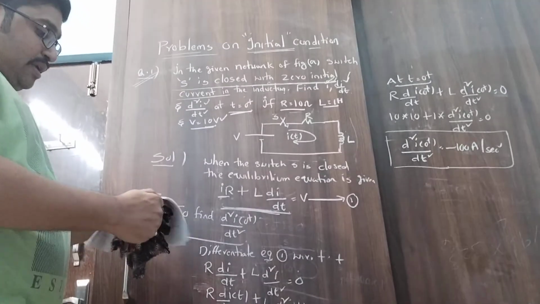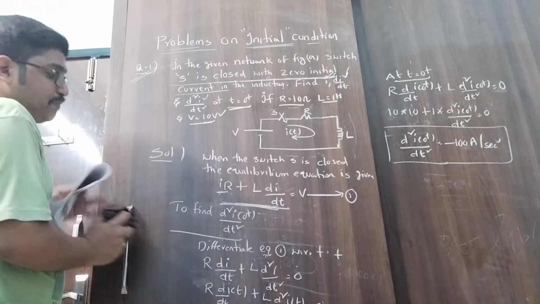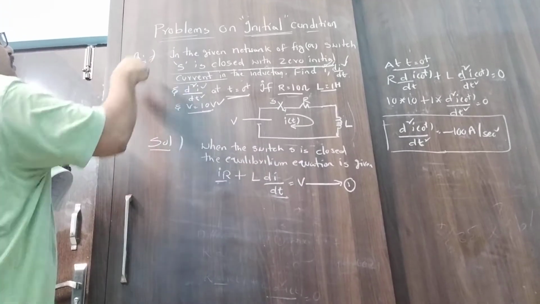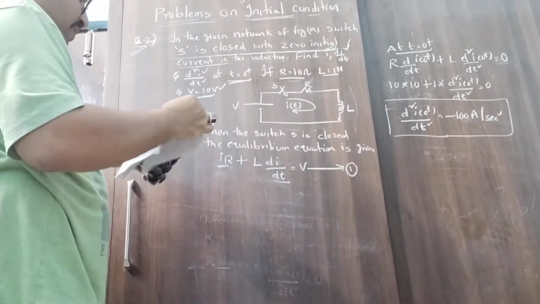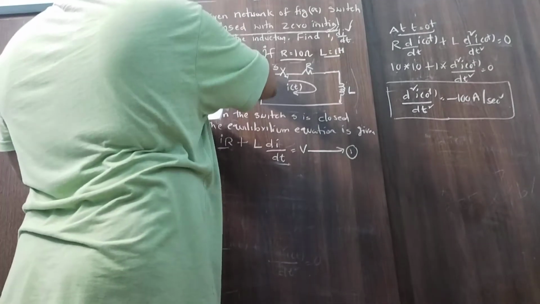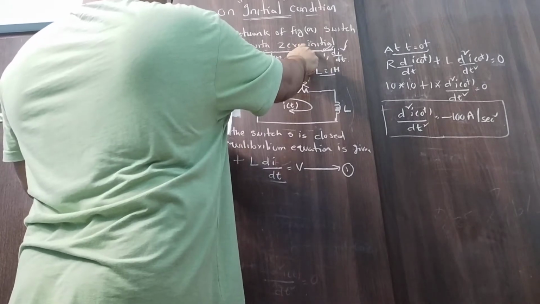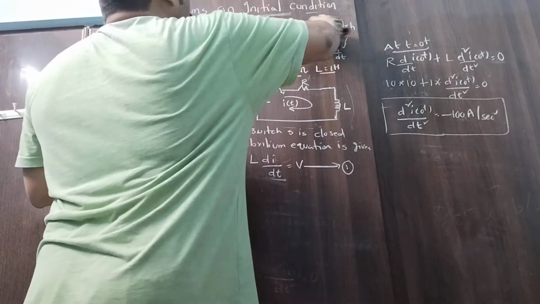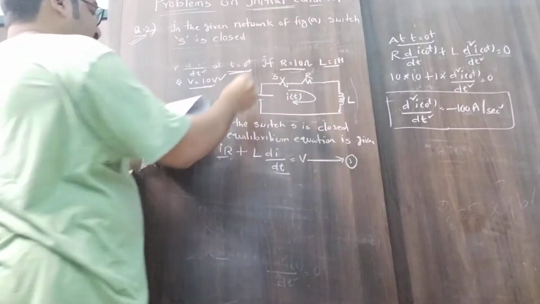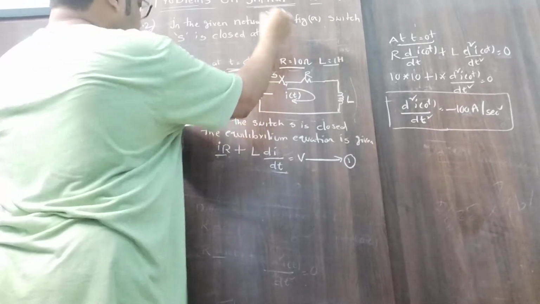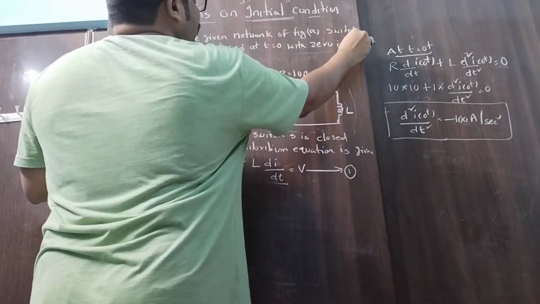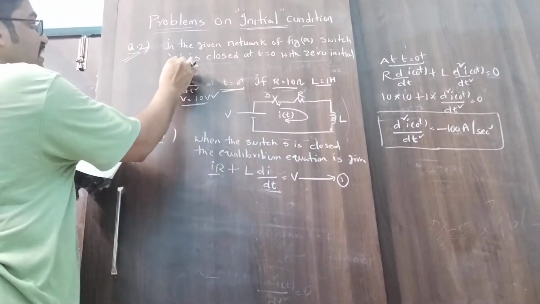Let us see the second problem. Very simple. Question number 2. It is given in the problem: in the given network shown in figure A, the switch S is closed at t is equal to 0 with zero initial condition.